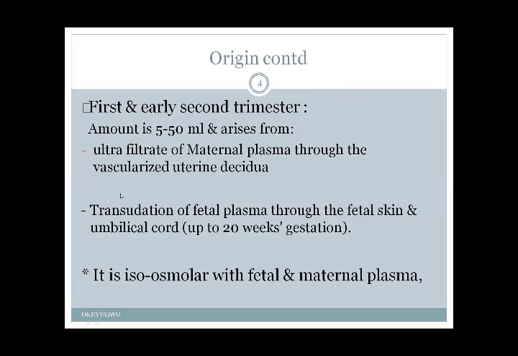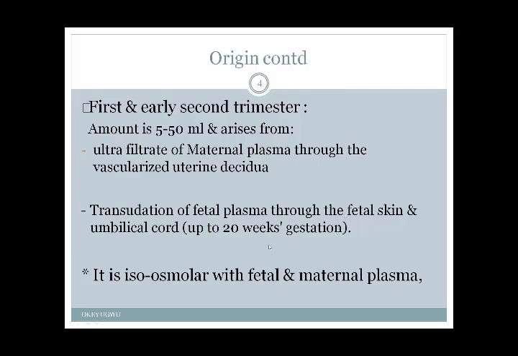Also, transudation of the fetal plasma through the fetal skin and the umbilical cord up to 26 weeks. This is what I want to emphasize to you, that the source of the amniotic fluid in the earlier part of gestation, let's say around 20 weeks, is the fetal plasma, the fetal skin, and the fetal lungs.